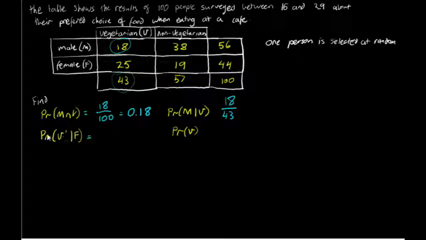So it's 18 out of 43 this time. This one over here is the probability that it's non-vegetarian, given that the person selected is female. The "given that it's female" means looking at this row here, and our total is now out of 44, because we've selected a female. We're interested in non-vegetarian, so it has to be this 19. So it'll be 19 out of 44.